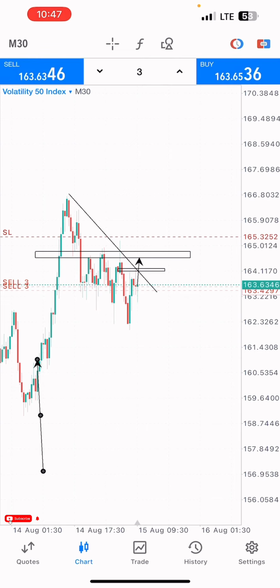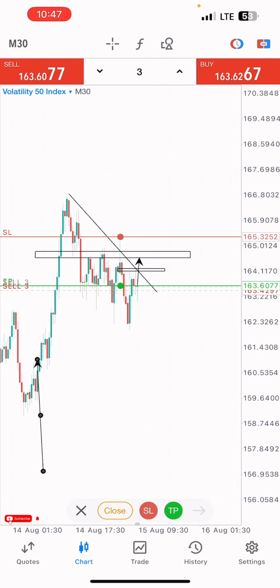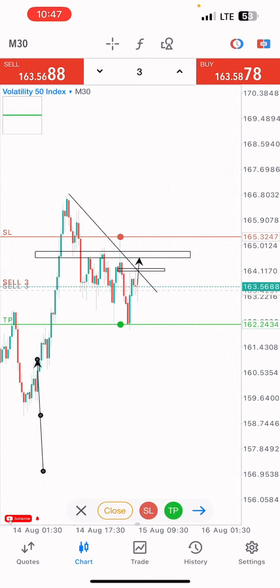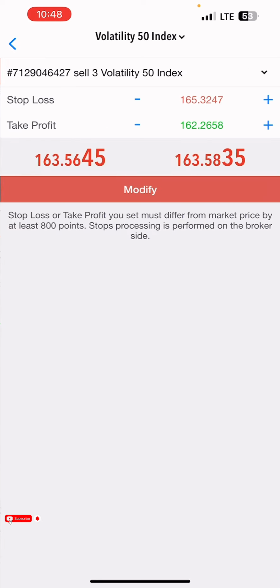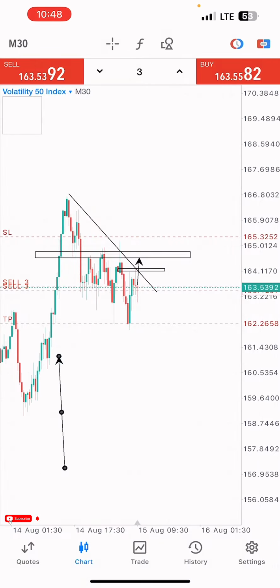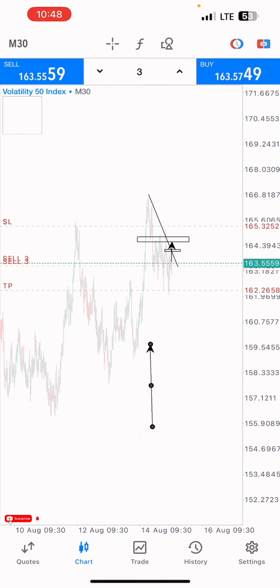We've placed our stop loss at this point. Then our take profit levels will be at this zone. Our first TP will basically be at this last swing low. Our first TP will be at this swing low. Modify, click on the arrow, then you modify. Our first TP here, then our second TP would be at this second last swing low.